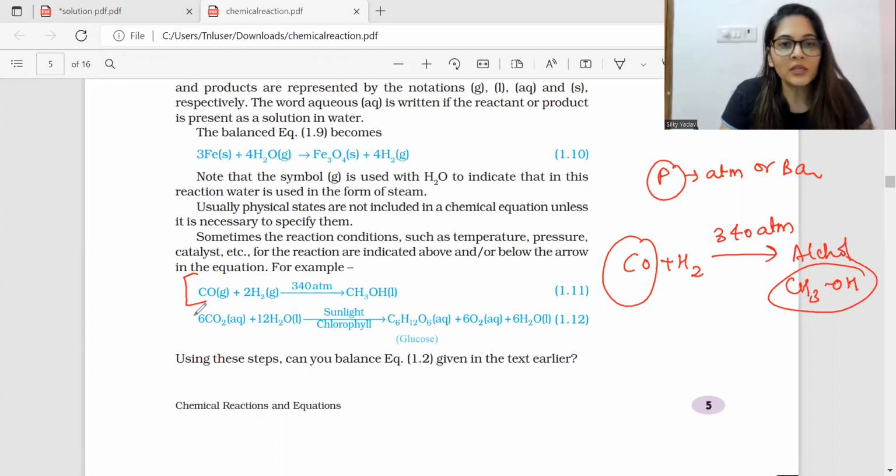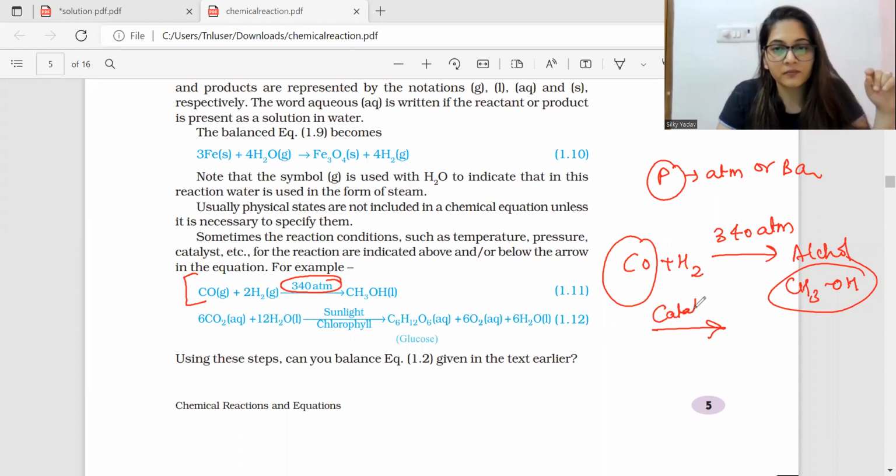Now before we move to the next equation, you all can see we have mentioned this pressure over the arrow. Always remember, whatever catalyst you are adding, a catalyst is used to speed up the reaction so that the rate of the reaction is increased. Or if you are talking about the pressure condition or the temperature condition, you can mention these things over the arrow.